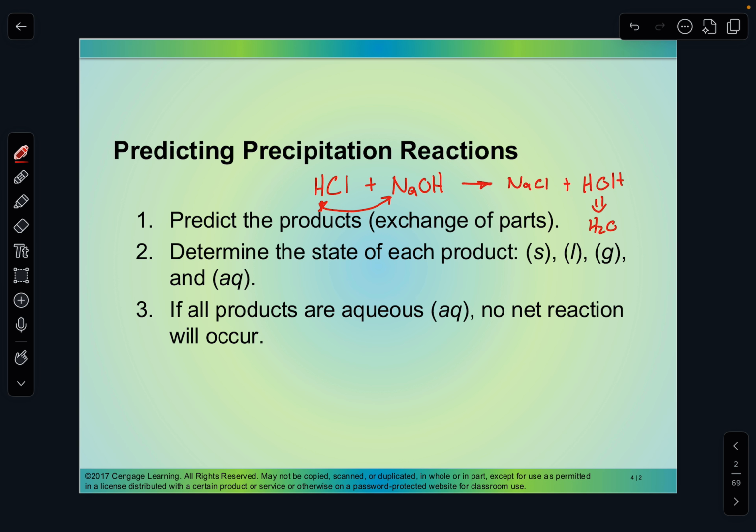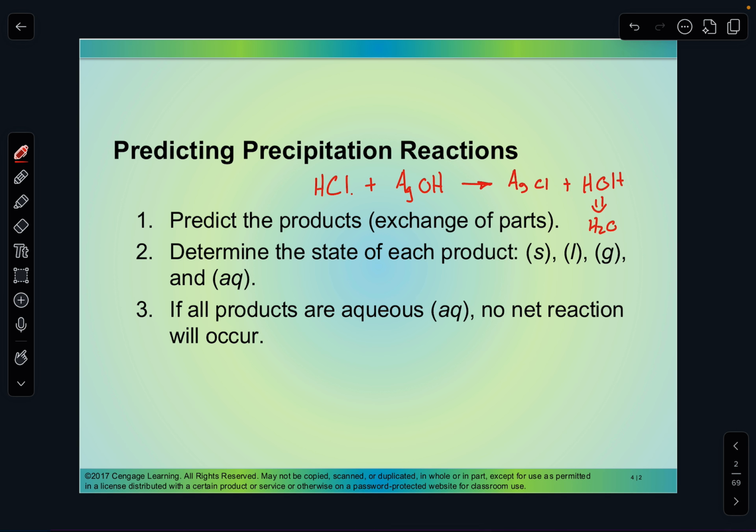And then we want to determine the state of each product. For this, I'm actually going to change Na to Ag, and I'm doing this for a specific reason. And so we want to determine the state of each product, the state of matter.